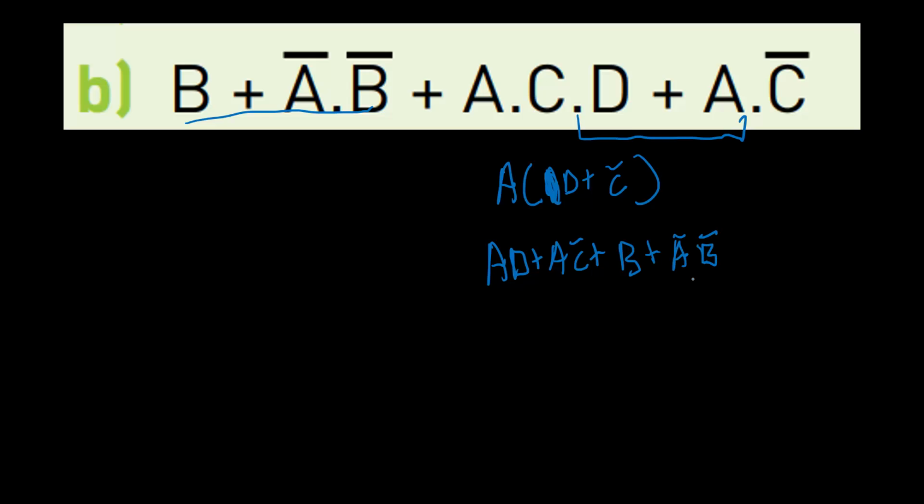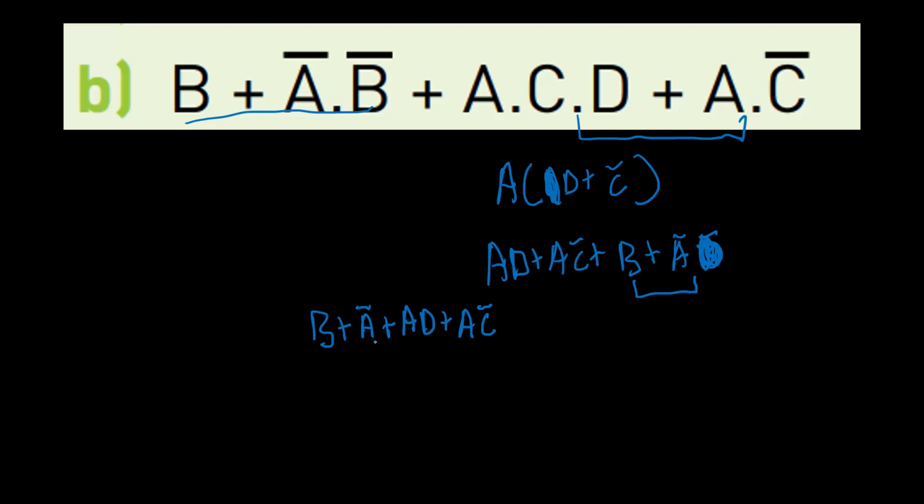Now, right here, I have an absorption rule that I can apply. The 1 by itself wins. This B is by itself, it wins. This B loses. So now I have B, or not A, or AD, or A, not C.